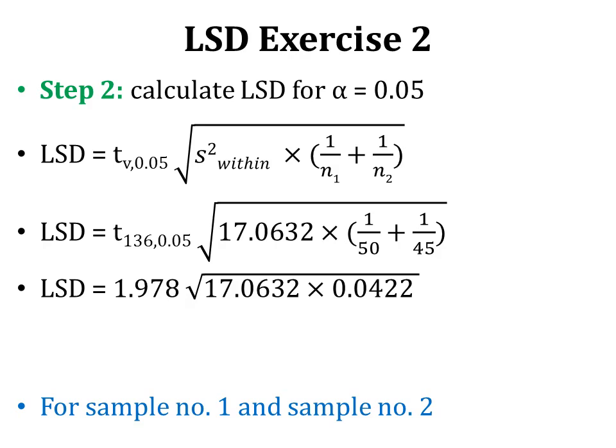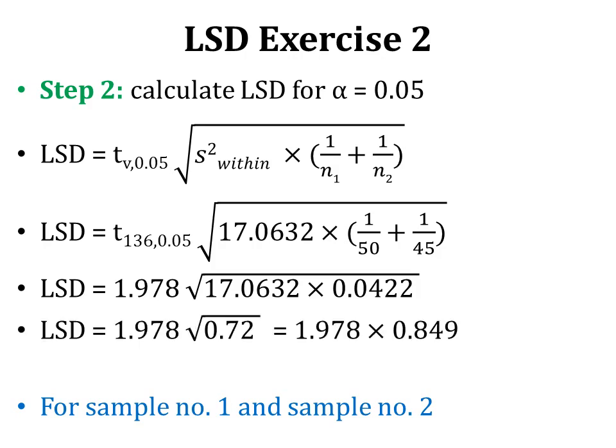And here we have further calculation. The t-value is 1.978, and the variance which is taken from the ANOVA table is 17.0632, and then it has to be multiplied by 0.0422. The value is 0.72. When we take the square root of this value, we get 0.849. So this is multiplied by the t-value, and we get our LSD 1.679, which is for sample number 1 and sample number 2, right?